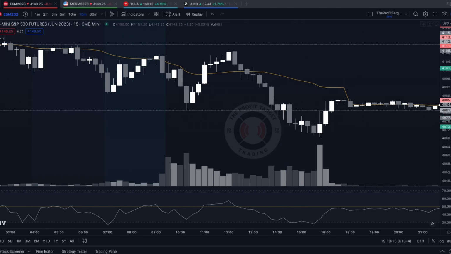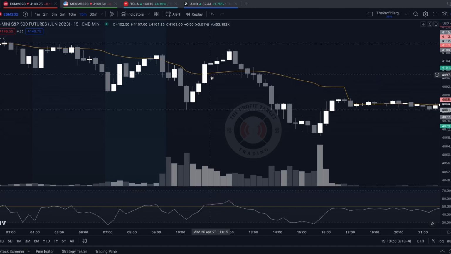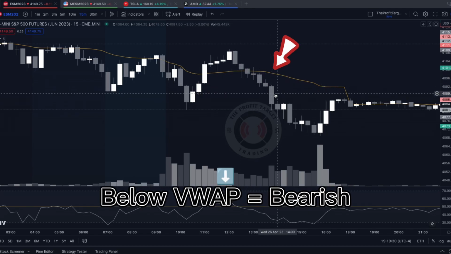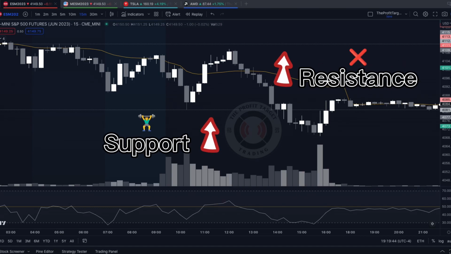Simply put, no pun intended, when the price of a security is above the VWAP, it's considered bullish. And when the price is below the VWAP, it's considered bearish. Traders may use VWAP in conjunction with other technical indicators, such as the RSI, to confirm signals. VWAP can also be used to identify potential support and resistance levels.